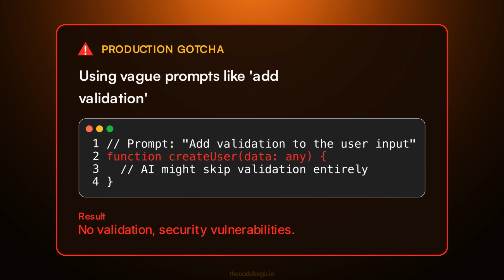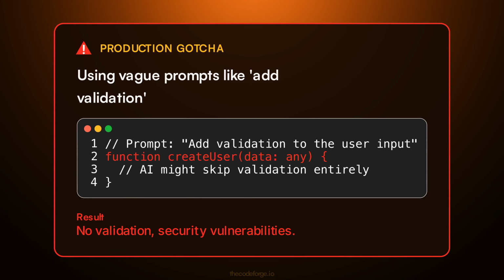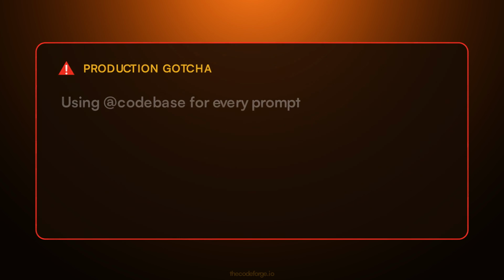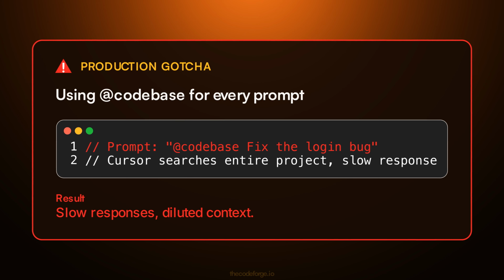Vague prompts produce generic or incomplete code. The AI might skip validation entirely or use weak checks. Always specify the exact validation library, rules, and error handling in your prompt. Using @codebase for every prompt wastes the context window on irrelevant files and slows down responses. Start with @file for the specific file, then add @folder or @codebase only if needed.